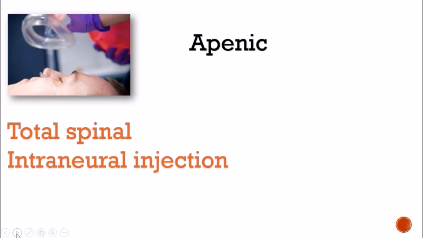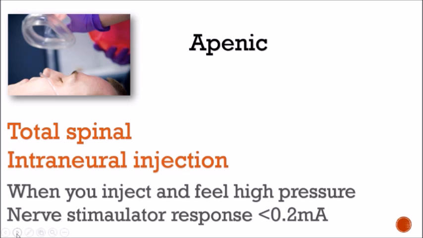Second, if you are doing this block and your patient turns apneic, is not breathing and not responsive, this is a problem that happens when you have a total spinal secondary to intraneural injection. So the way to prevent this: never inject under high pressure, because if you are injecting at higher pressure, this means that you are intraneural. Or if you are using a nerve stimulator and you're still getting a response at less than 0.2, this means that you are intraneural. If you have high pressure or motor stimulation at less than 0.2, you have to step away and not inject under these situations.